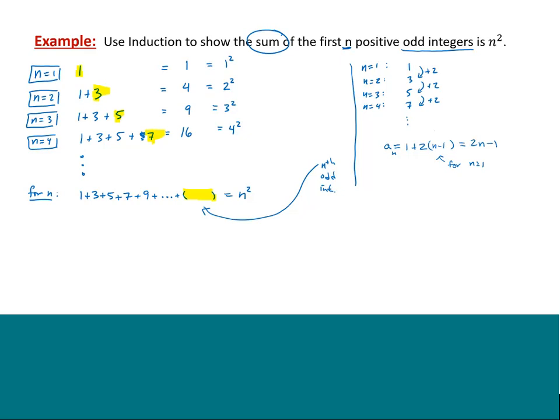2n minus 1 is one of the common ways to actually write an odd number. So let's double check and make sure that actually is giving us the right integers each time. So if you plug in n equals 1 here, yep, 2 minus 1, that's 1. Plug in n equals 2 here, that would be 4 minus 1 is 3. Yep, we're good. Okay. So this here now is the formula that we are going to be looking at.